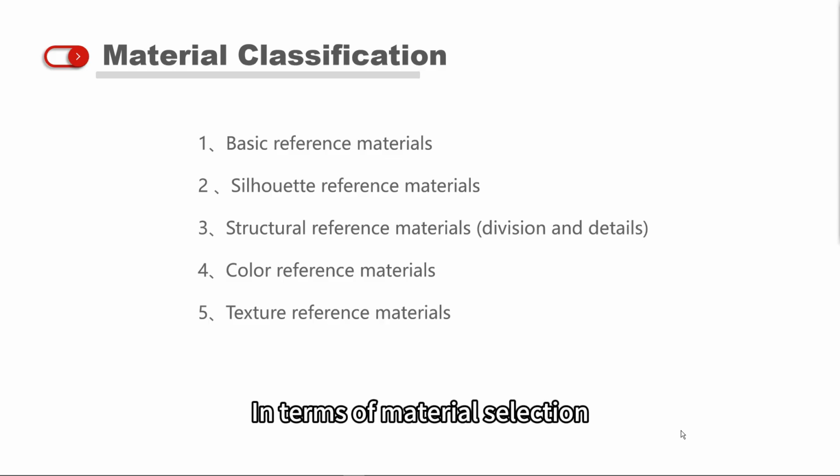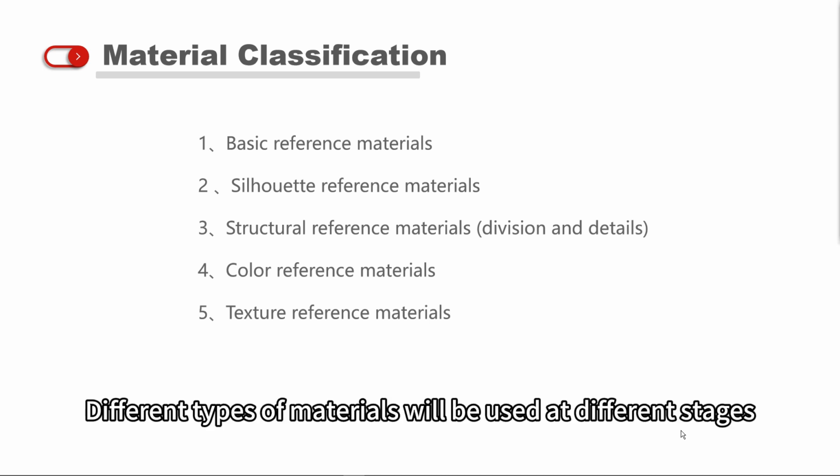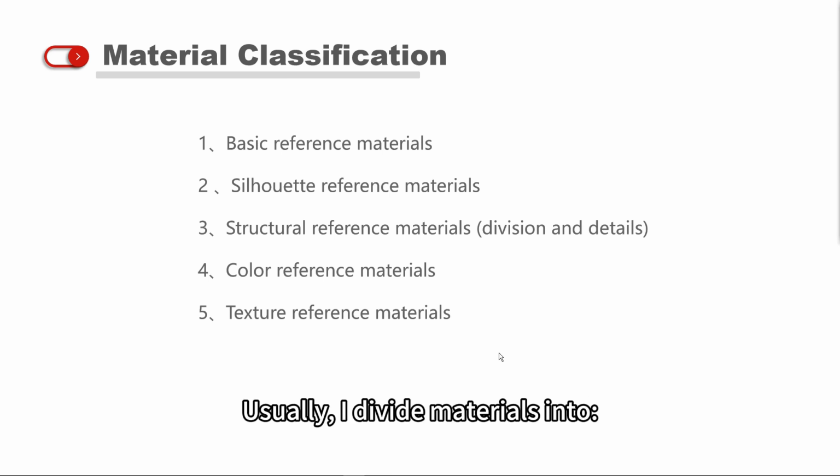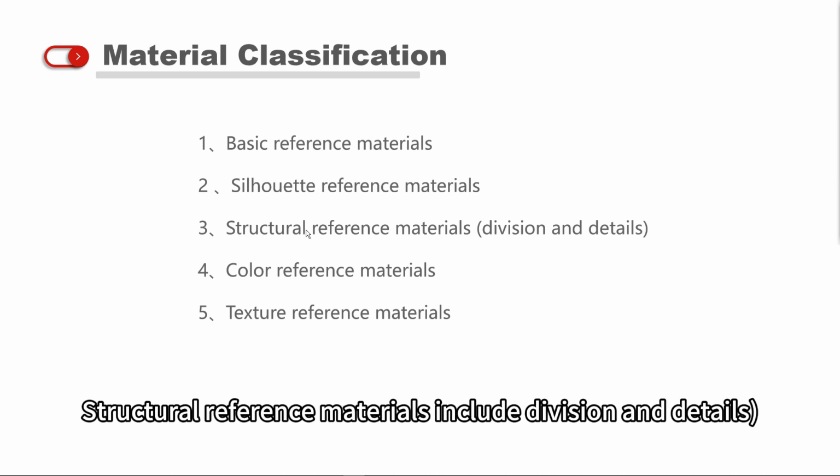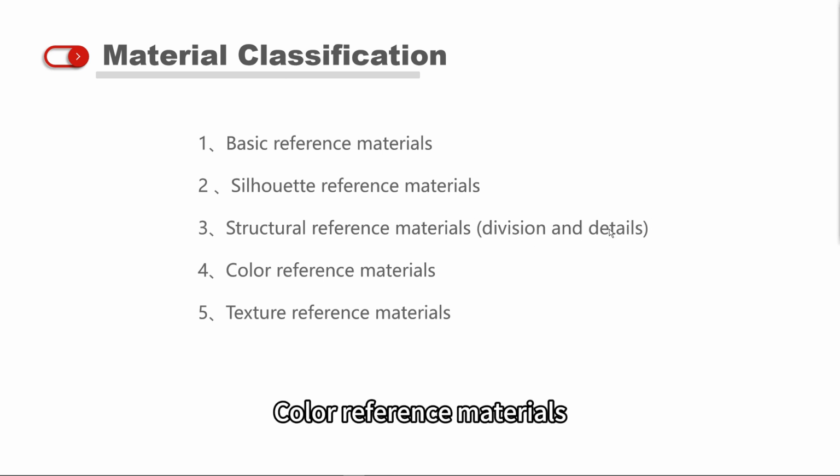In terms of material selection, I will classify the materials. Different types of materials will be used at different stages. Usually, I divide materials into basic reference materials, silhouette reference materials, structural reference materials, which include division and details, color reference materials, and texture reference materials.